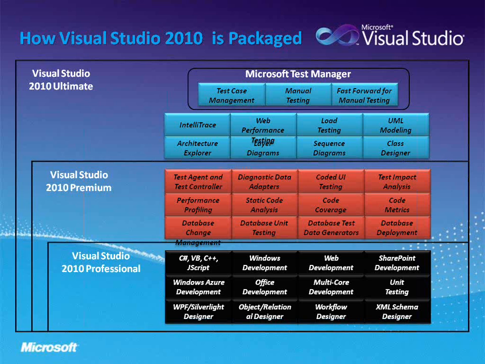Now you can see this diagram. The Visual Studio Ultimate package contains the features of Premium plus Professional, and Premium gives you Professional plus the Premium features.